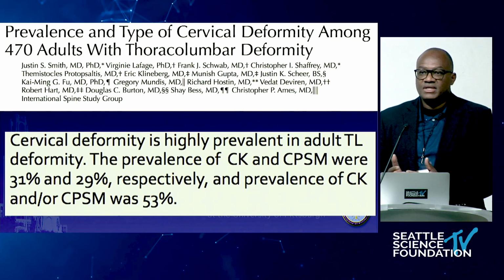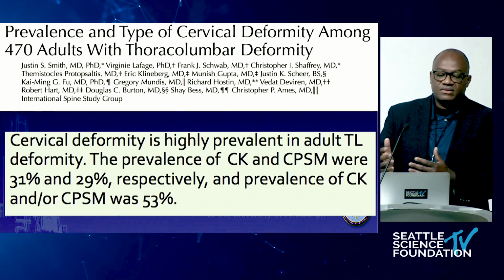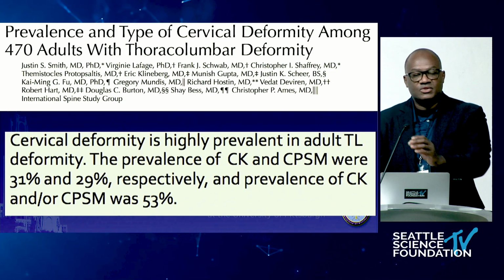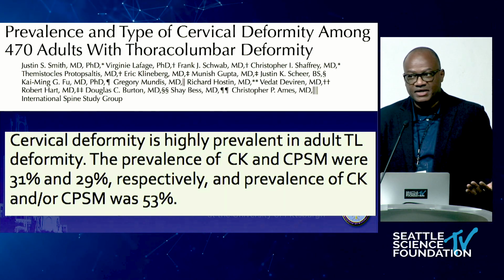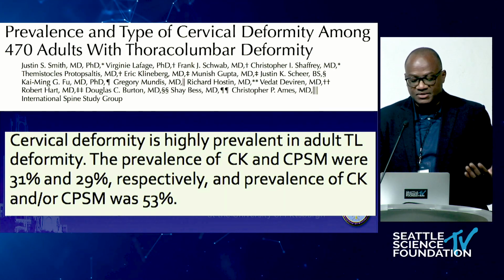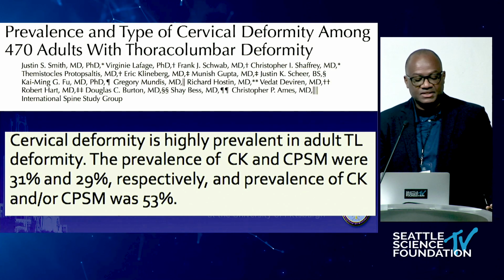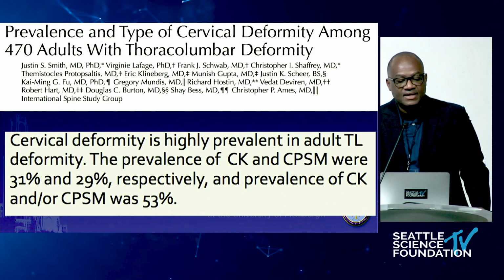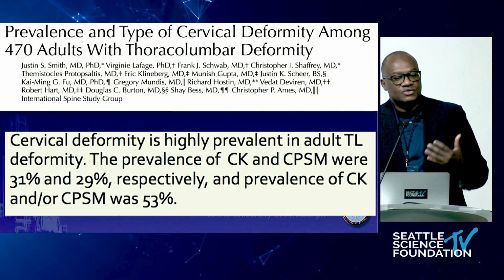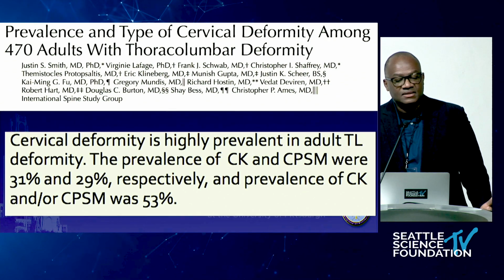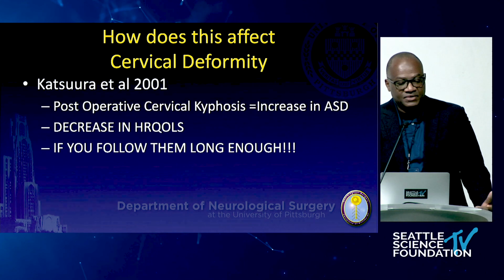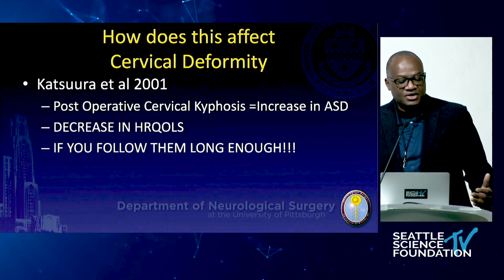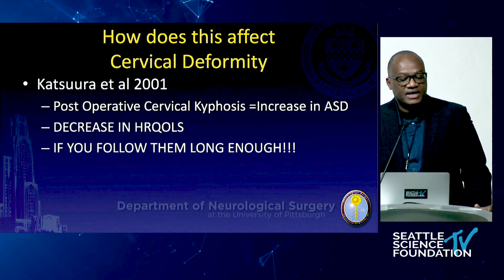The shock and horror was seeing places where they do quote-unquote scoliosis codes. They put a lot of scoliosis codes. They do a lot of thoracolumbar deformity, but they still don't get long cassette. They still don't consider that in their planning. And the back also affects the neck, and it's a big deal. And obviously, how does this affect cervical deformity? Decrease in HRQOLs if you follow them long enough.